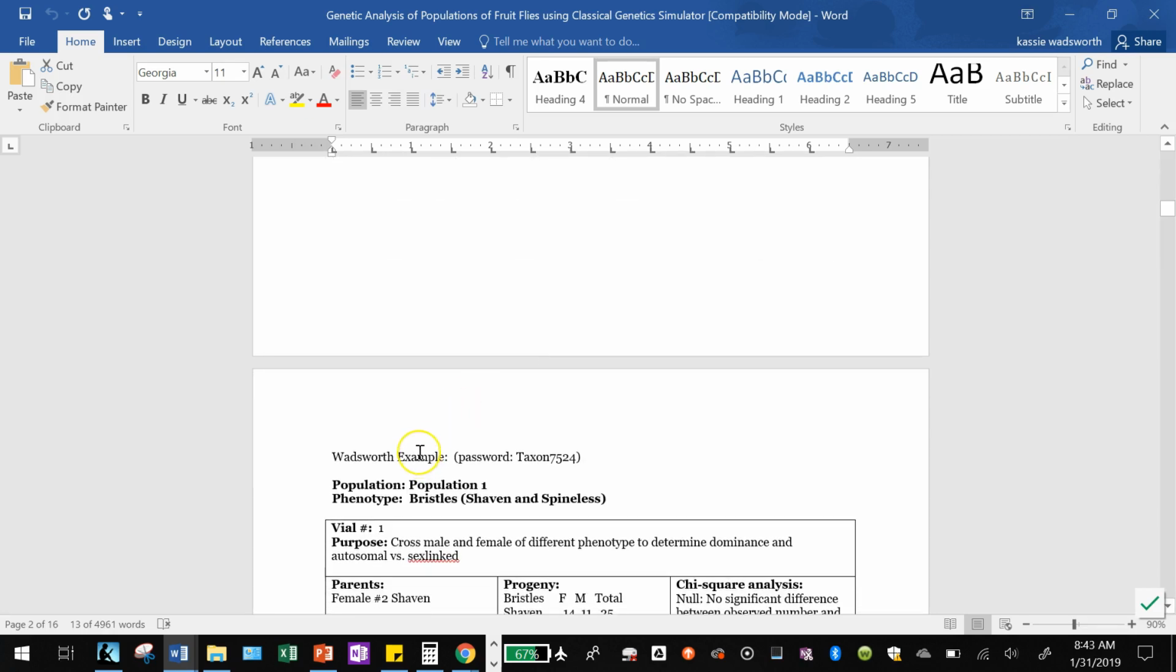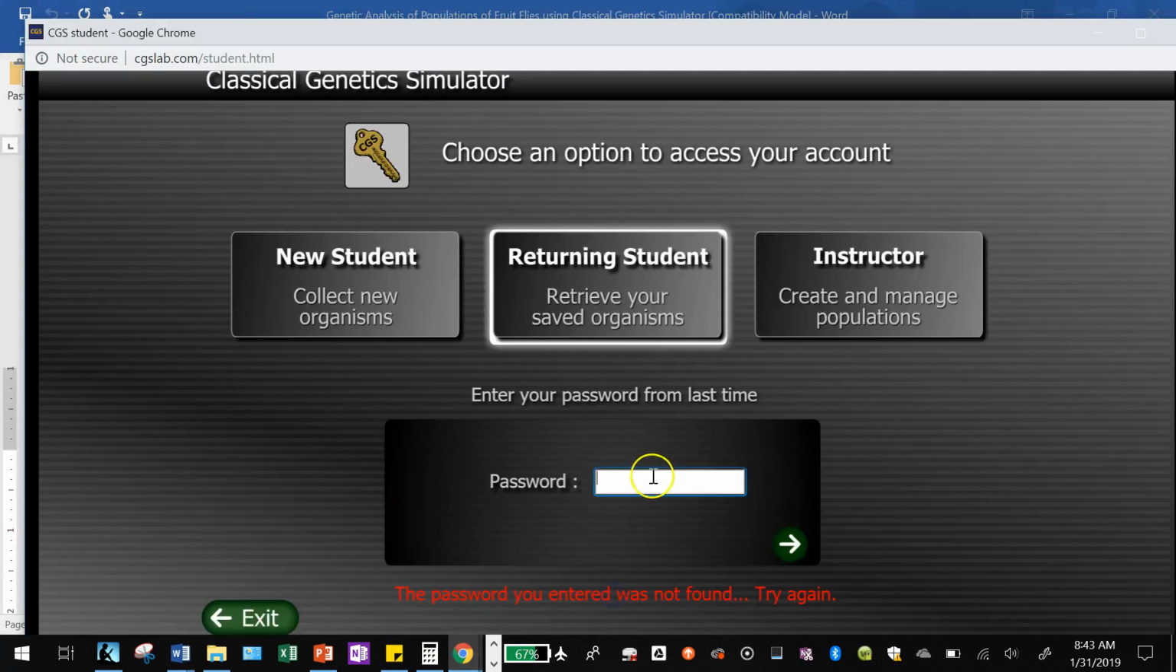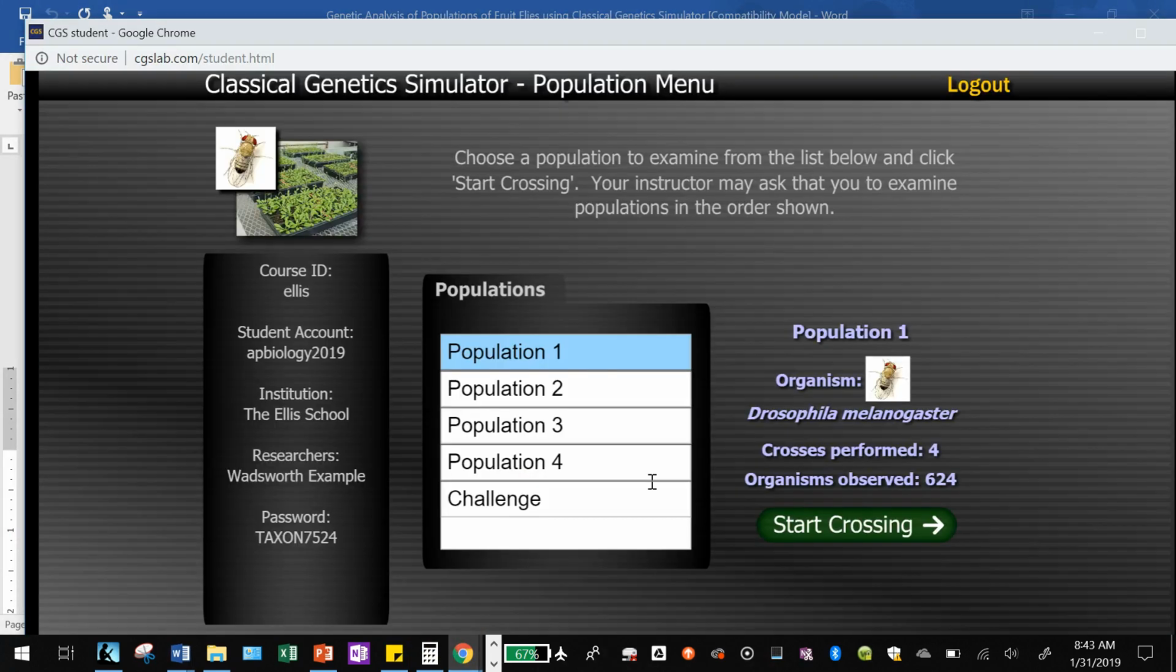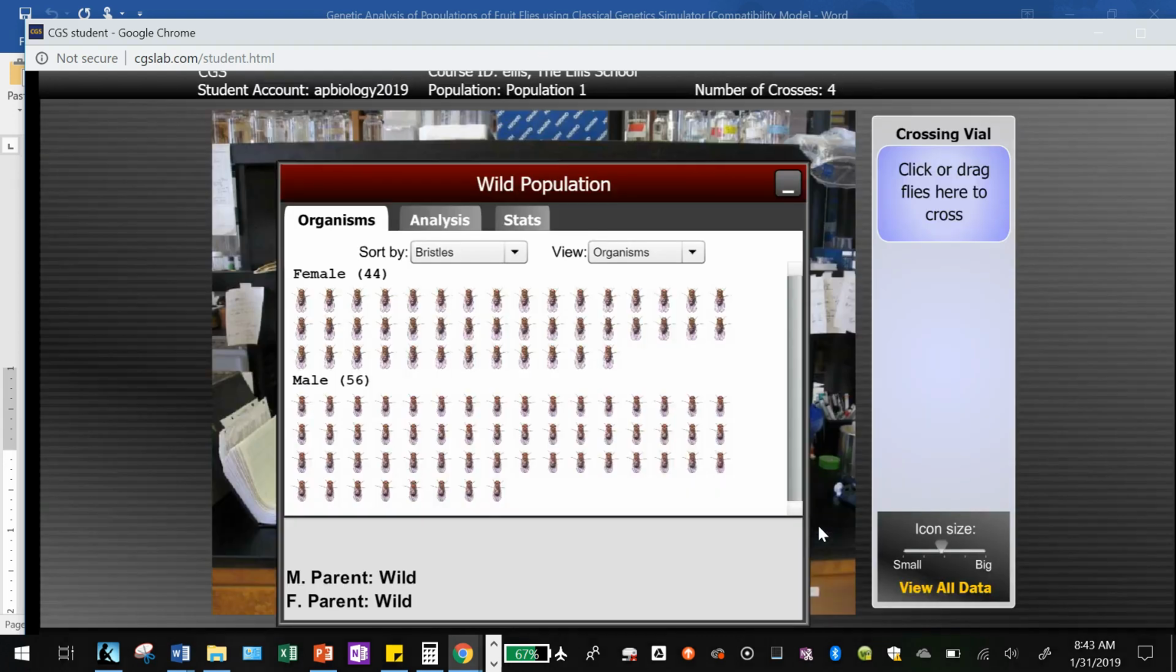Okay, so Wadsworth, my password. Oh, I didn't mention it. Type my password. So this is how you would use your password if you were going to come back in. That's what I actually needed, password. Okay. This is one I started earlier, and I just want to kind of show you, because I have some things set up. So I'm going to show you population 1.